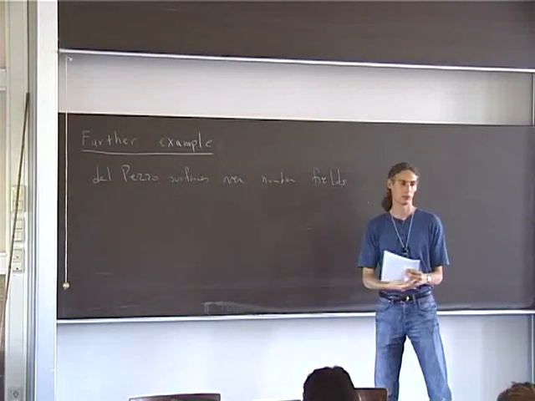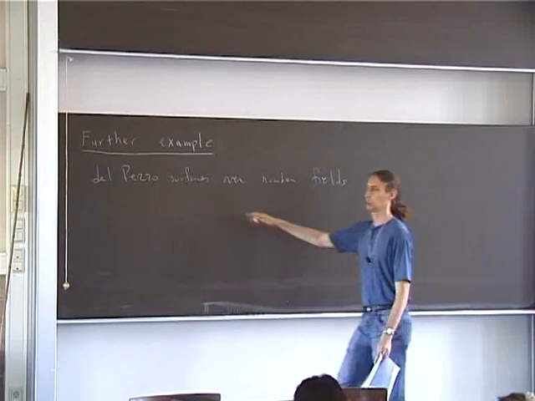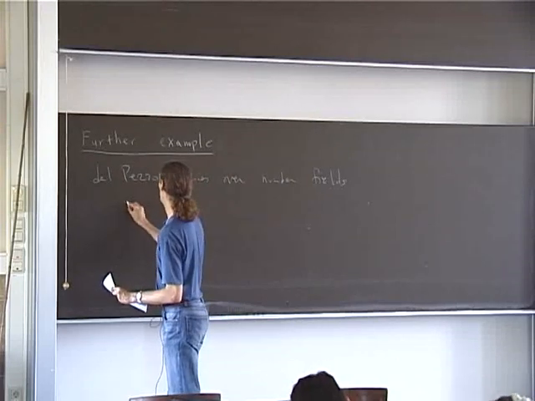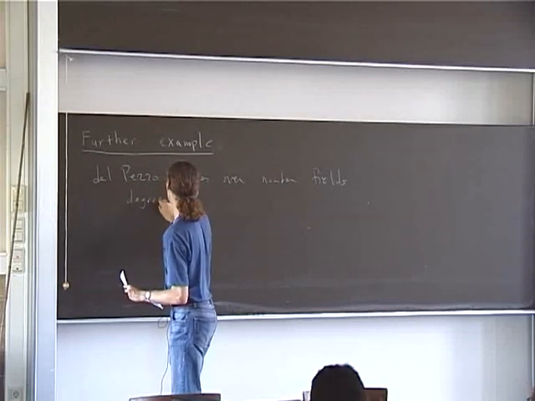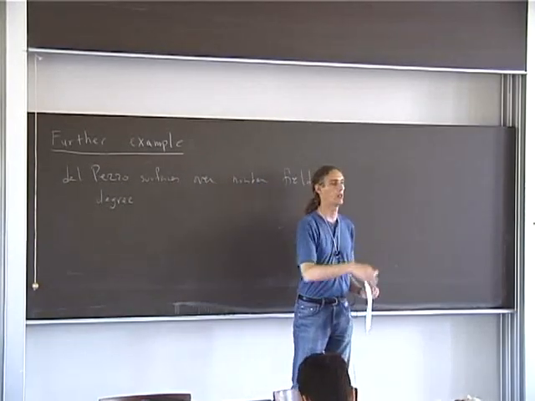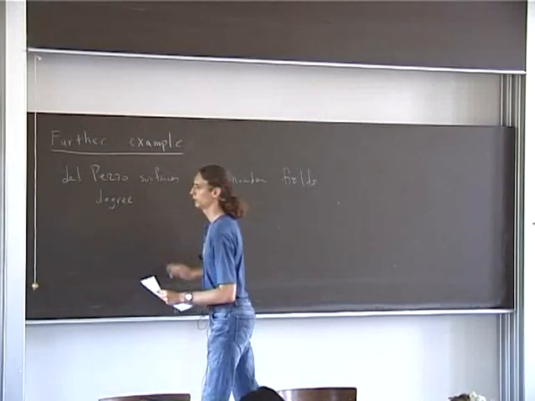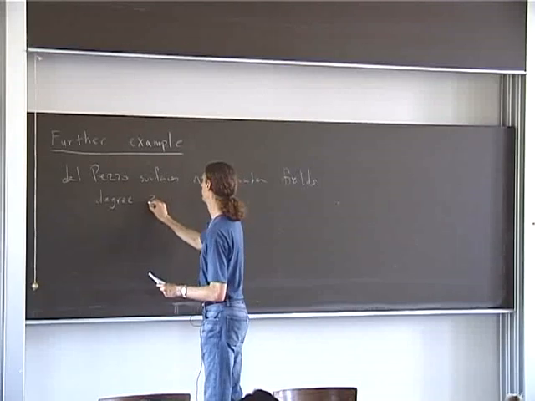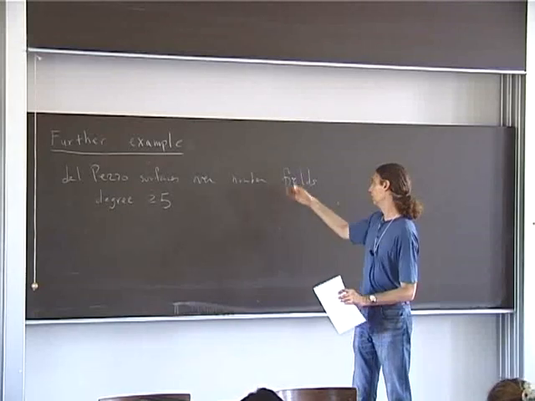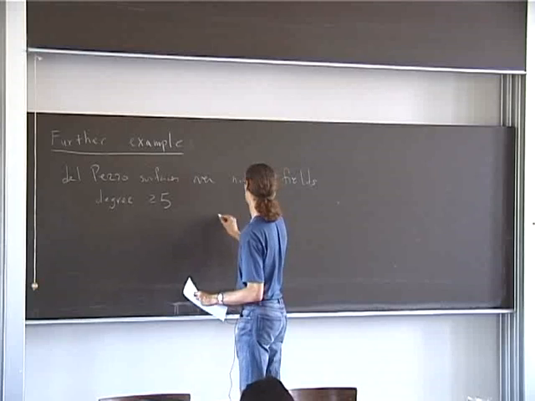Over number fields. And you remember, a del Pezzo surface has a degree, the self-intersection of the anticanonical class. And the degree is in the range 1 to 9. So just to give you an overview of where we are in the whole classification scheme and how it relates to arithmetic questions, when the degree is at least 5, then a del Pezzo surface over a number field always satisfies the Hasse principle.